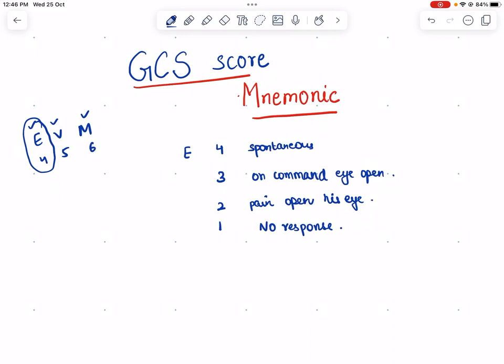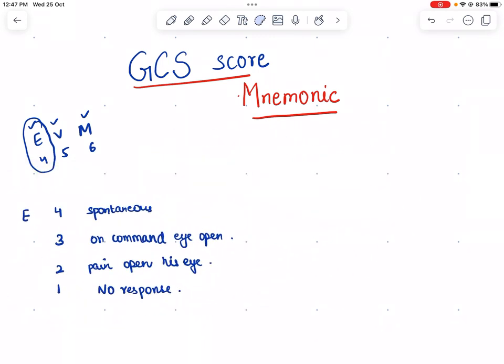But in the third one, if our mother is working and she sees that we are watching a lecture and our eyes are closed, she comes and slaps our cheeks. So on pain, after getting one slap, our eyes automatically open. For that we give 2 points. And if our eyes still do not open even after being slapped, and remain closed, the score is 1. So these are the 2 methods by which we can remember. For eyes: spontaneously we open the eyes, then on command, then on pain, and then there is no response. So this is for eye movements.